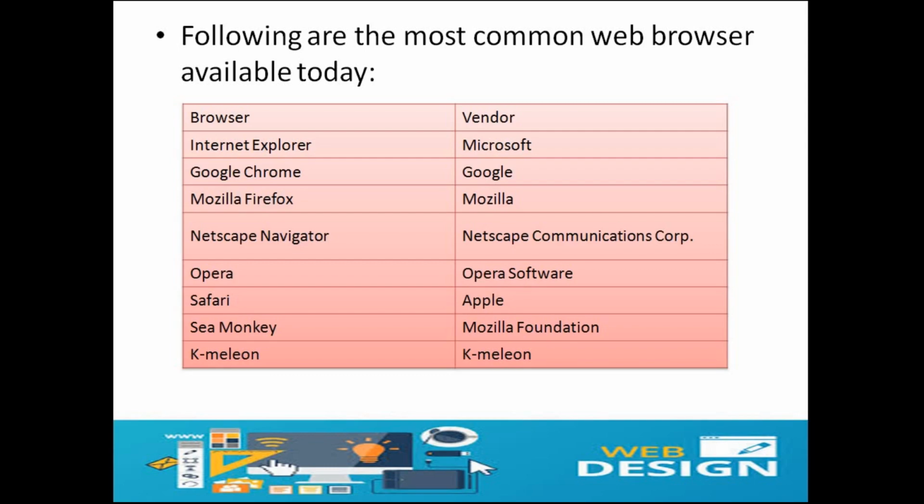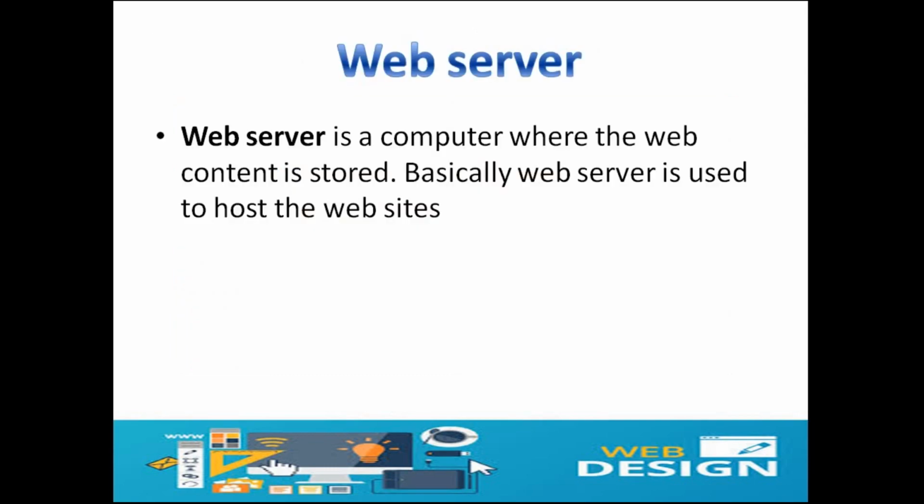Now move to the next, that is the web server. So what is a web server? It is a computer where the web content is stored. In the case of our machine, client and server are our machine, as we are not sending any request to another machine. So basically a web server is used to host websites. There exist other web servers also, such as gaming, storage, FTP, email, etc.